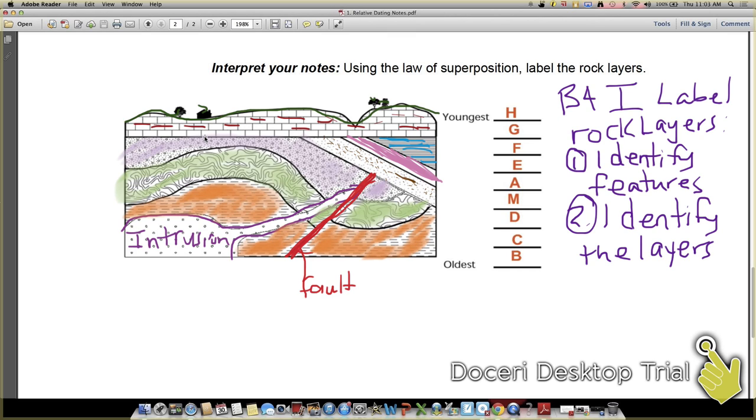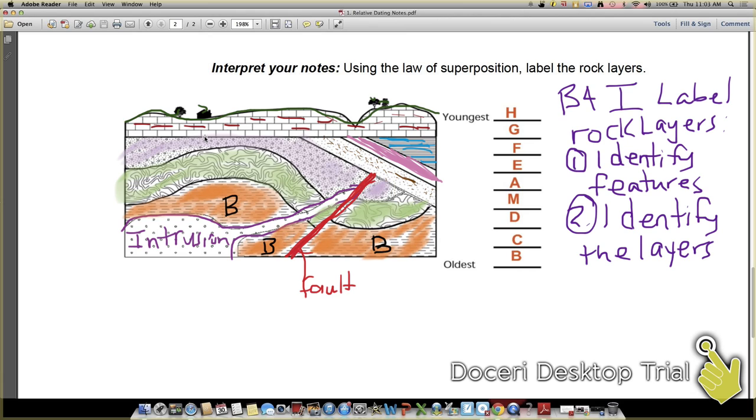The oldest would be labeled B. The oldest, it tells you right over here, the oldest is B. I've already listed the oldest, we just now have to label them. Which one would be the oldest? Orange, the orange rock layer definitely is the oldest. At the bottom, and it's being affected by whatever can affect it. Right?